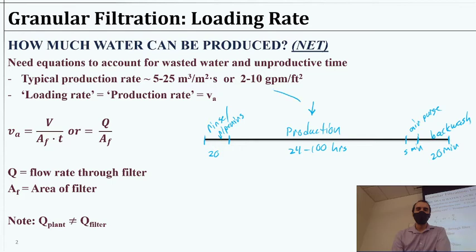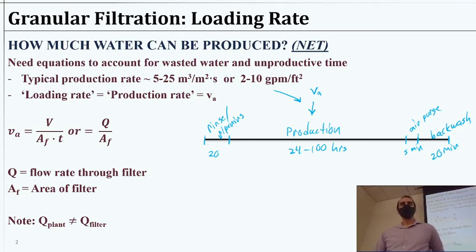would be something like 2 to 20 gallons per minute per square foot, or 5 to 25 cubic meters per square meter per second. This is the same as saying the loading rate. So we'll say the production rate and the loading rate are the same. That is lowercase v underscore a. So that's the term that our book uses.